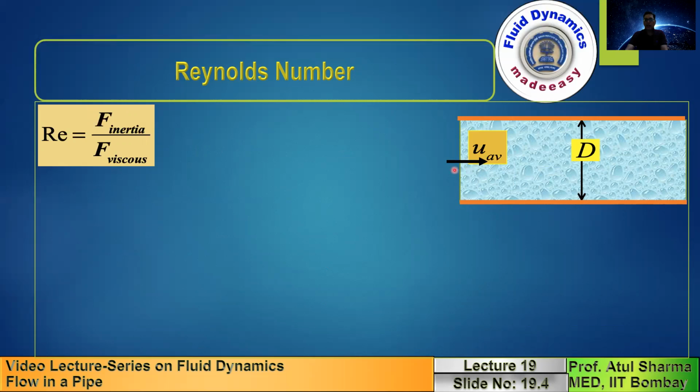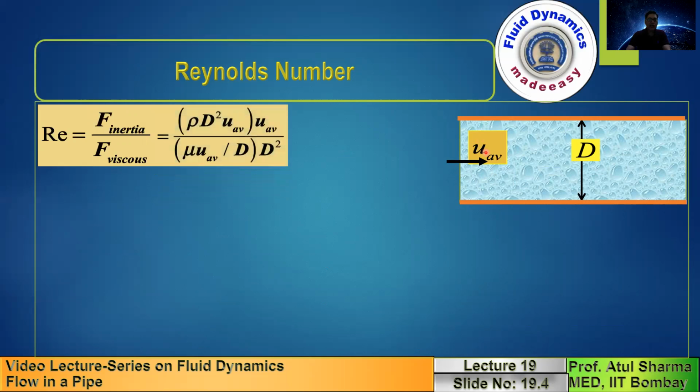So if you consider, let us say, axial momentum flow rate, the axial momentum flow rate will be given by the product of the mass flow rate and the axial velocity, which is u average. Now the mass flow rate can be expressed as density into area into velocity. Area is expressed in terms of the characteristic length scale, which is the diameter of the pipe.